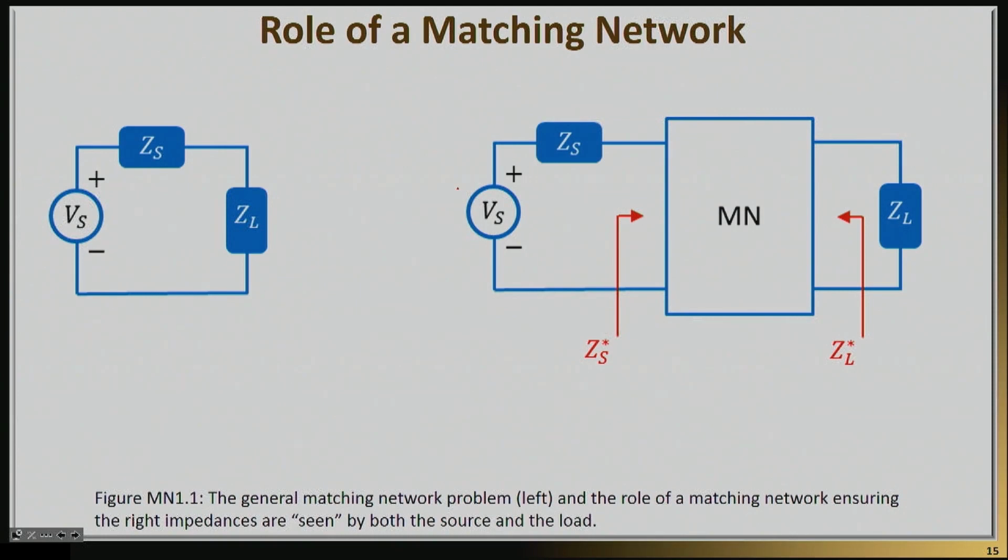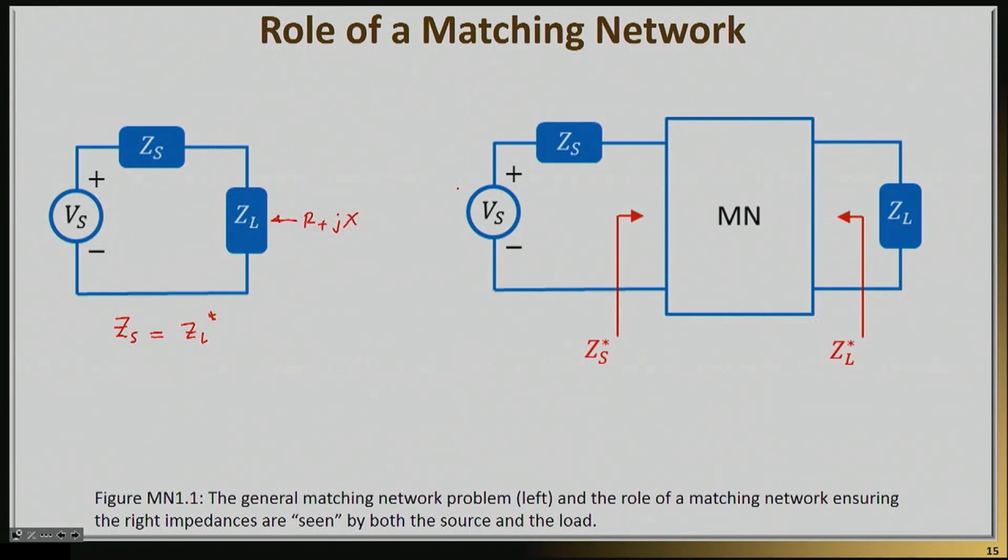In general, you will have some type of load impedance R plus jX, and some type of source impedance ZS. And as you very well know from matching theory, even from your undergraduate courses, the whole idea here is that maximum power transfer occurs when ZS is equal to ZL complex conjugate. So by definition, a matching network is a device that allows maximum power transfer from the source to the load.